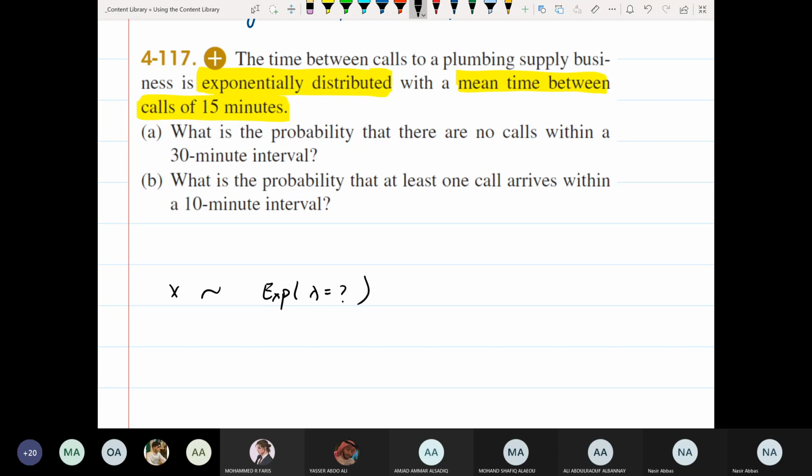Ali Abdul Rauf. He gives us the average, which is 15 minutes. So mu is 15. So how do you find lambda from this mu? We use the formula that mu of x is 1 over lambda, and this is given to be 15. So that means lambda is the reciprocal of 15. Lambda is 1 over 15. Very right, Abdul Rauf.